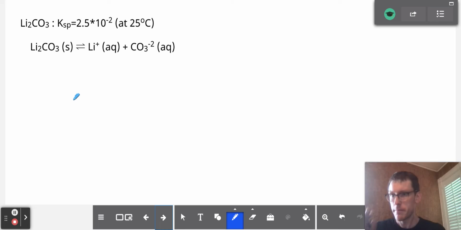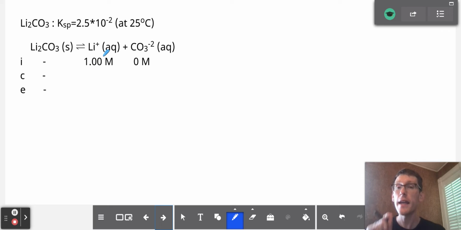So I'll just point out that the Ksp for lithium carbonate at 25 degrees Celsius is 2.5 times 10 to the negative second. So what we can do is make an ICE chart. And what we find is that the initial concentration of lithium ions in a 1.00 molar solution of lithium chloride is 1.00 molar. The initial concentration of carbonate, of course, is nothing.